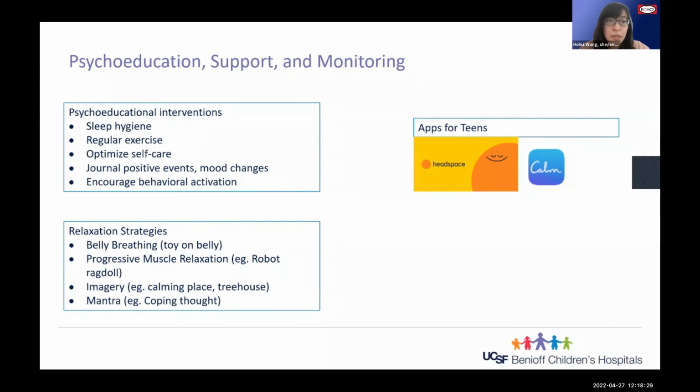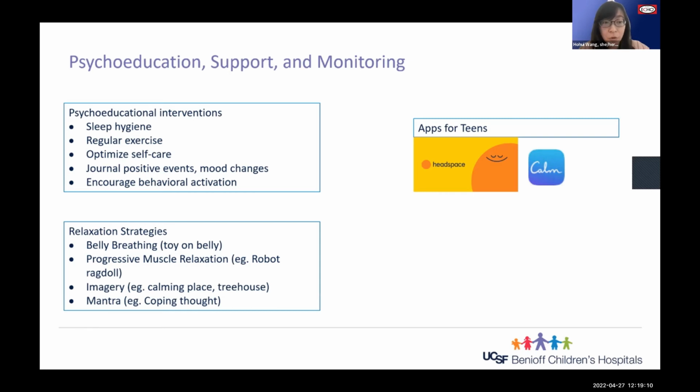And the other part of the psychoeducation is teaching them about relaxation strategies. These are a few examples: the belly breathing. And for younger kids, you may teach them to put a toy on their belly, take a deep breath, and observe how the toy moves up and down on the belly. The other really good one is progressive muscle relaxation. And also for the younger kids, they may imagine a ragdoll and imagine that they tense up their muscles before they relax their muscles. It's really important to emphasize tensing it up, because it's hard to relax your muscle before it's fully tensed up.